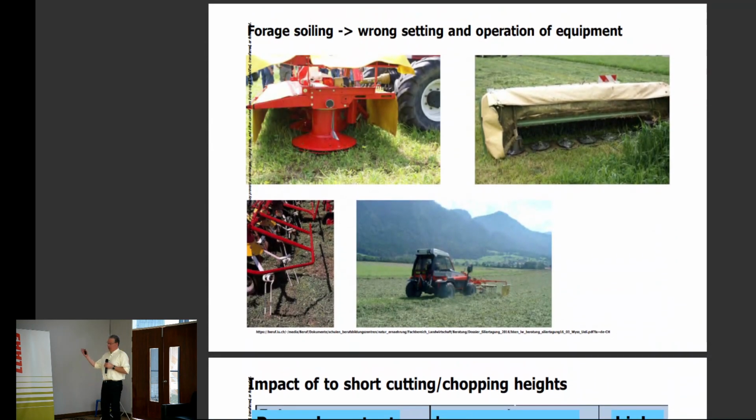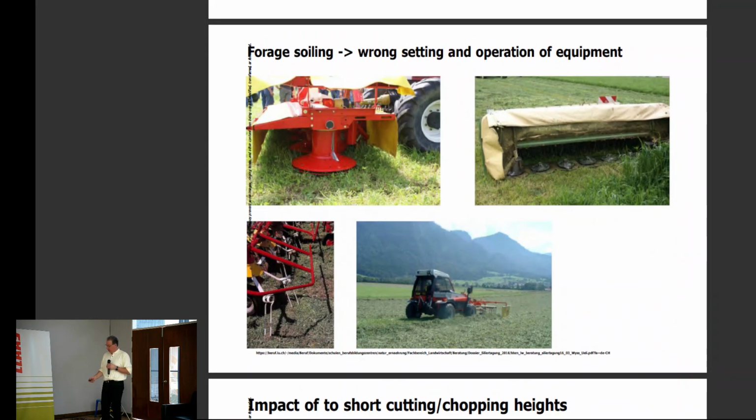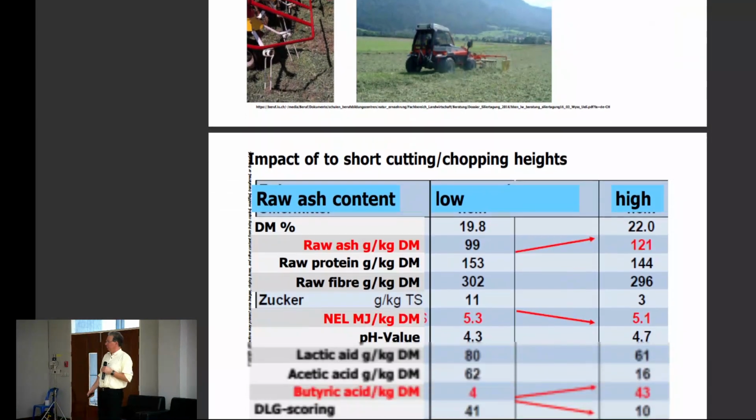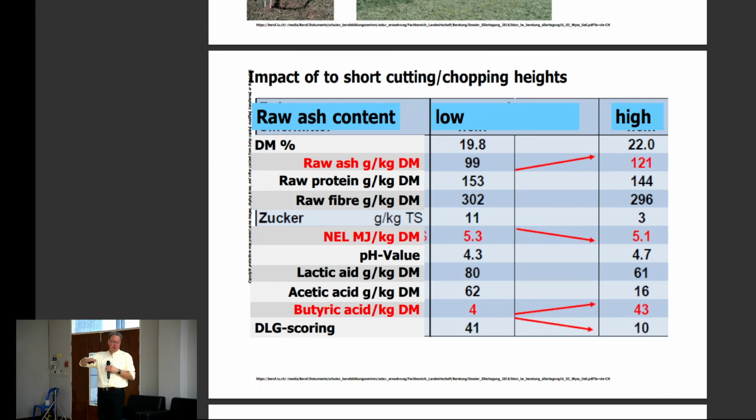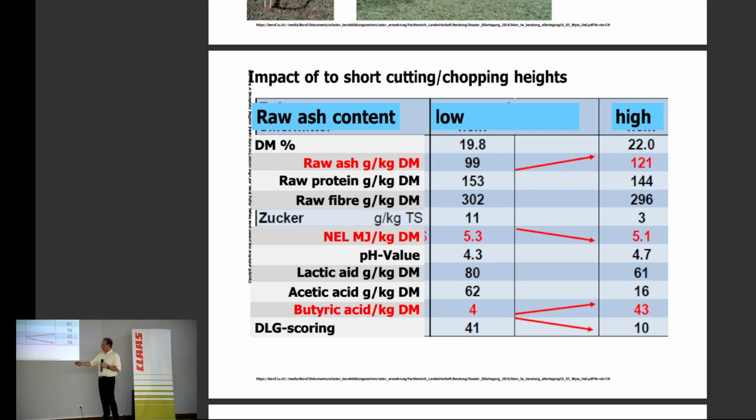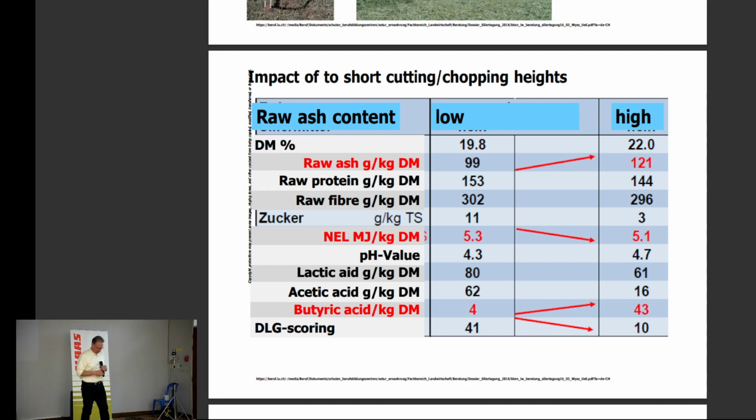And yeah, we already talked about this, if I have too much sand or soil inside, it doesn't make sense. Here again, you see another graph on the question of high and low raw ash content. High raw ash content means you probably had a cutting height of only 3 or 4 centimeters. And a very interesting number is this butyric acid. It's very high compared to the ideal situation. And the problem for dairy cows is it's not tasty, it's very smelly, so they wouldn't like to eat it.